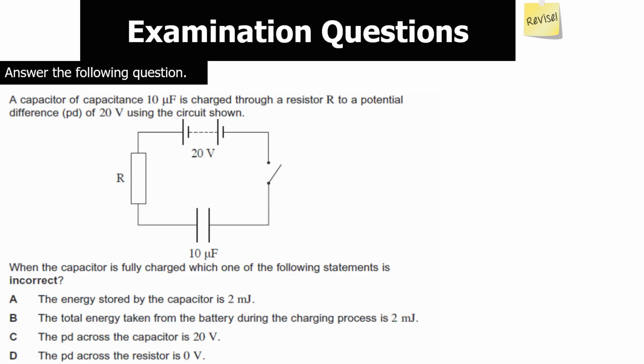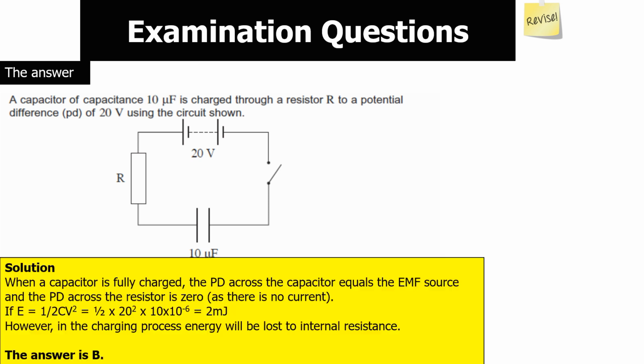The next question says, a capacitor of capacitance 10 microfarads is charged through a resistor R to a potential difference of 20 volts using the circuit shown. When the capacitor is fully charged, which one of the following statements is incorrect? So pause the video now, then unpause the video when you want to go through your answer. Right, so when a capacitor is fully charged, the potential difference across the capacitor equals the potential difference of the EMF source. That's just a fact. And the PD across the resistor is 0 because there's no current, because it's fully charged.